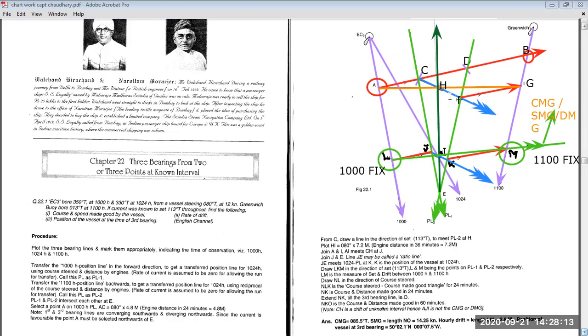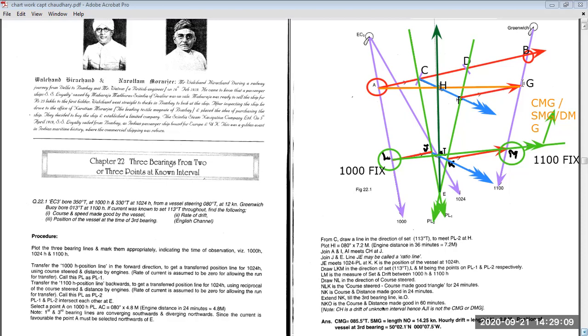So just a recap. We plot all three bearings, two bearings of 1000 and 1024, and then the third bearing of 1100. Then we assume a point A. From there, we draw the course to steer, which will reach and cut the third bearing at B. From A, we mark the engine distance of the first and second bearing, C. And from B, we mark the engine distance between the third and second bearing, that is D. From C, we transfer the first PL. From D, we transfer the third PL, the 1100 PL. And wherever they cut, that is our point E. From C, we draw the set, and wherever it cuts the second transferred PL, that is point F.